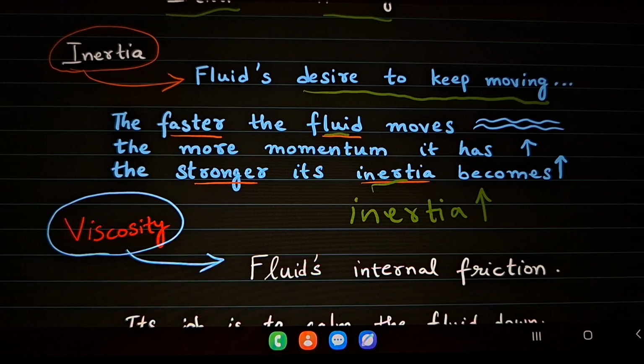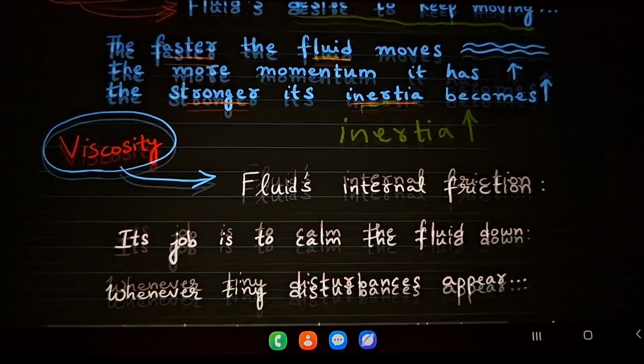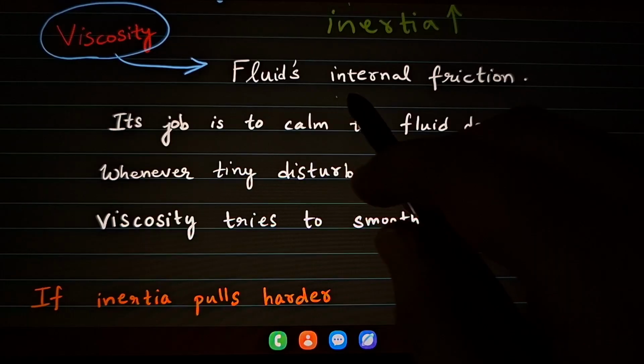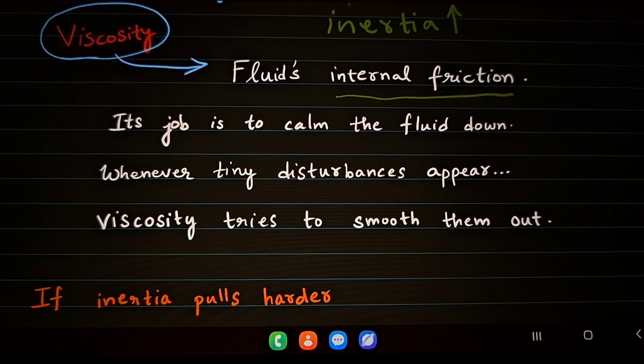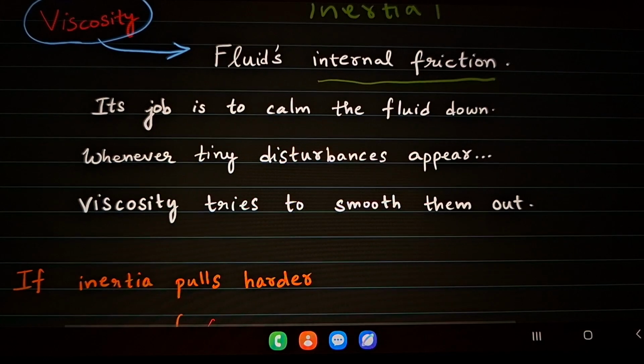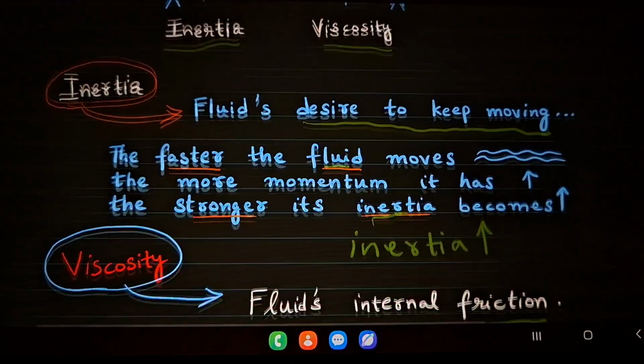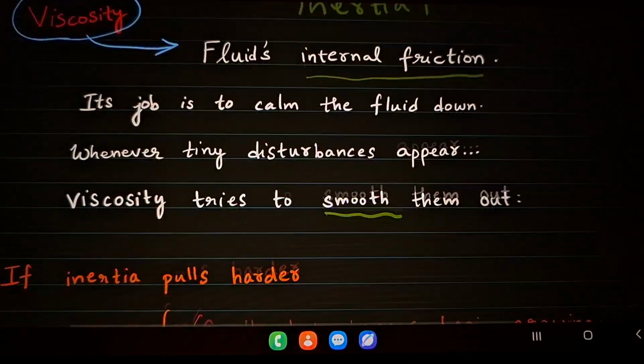And viscosity, on the other hand, is the fluid's internal resistance to this movement. So, it is like internal friction of the fluid, and its job is to calm down the fluid. So, whenever tiny disturbances appear, viscosity tries to smooth them out. That is the difference between inertia and viscosity.